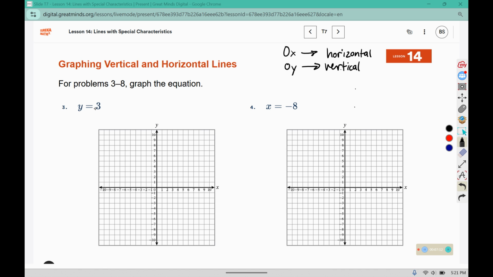So this says y equals 3. So we're going to put a point where y is 3. And I said if it's 0x, that would be a horizontal line. So that means it doesn't matter what x is, y is always going to be 3. Every single time. There's no x term, so it's creating a horizontal line.